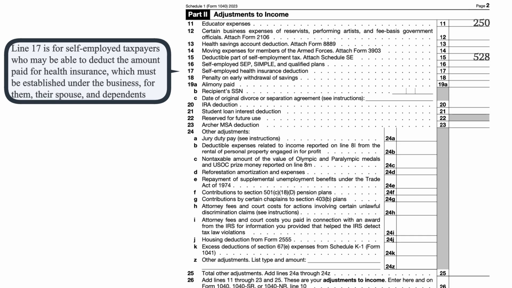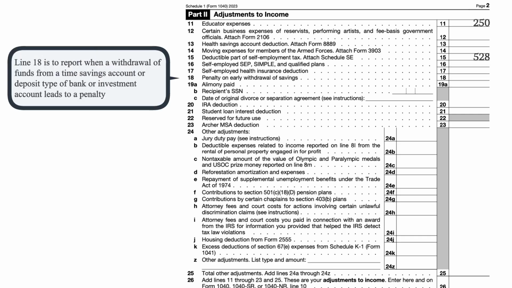Line 18 is to report when a withdrawal of funds from a time savings account or deposit type of bank or investment account leads to a penalty that is assessed and charged to the taxpayer. Form 1099-INT Box 2 or Form 1099-OID Box 3 will show the amount of the penalty. The amount is entered on line 18 of Schedule 1.